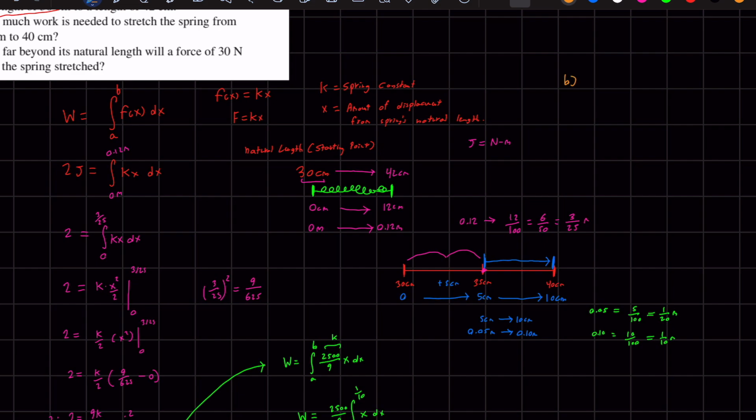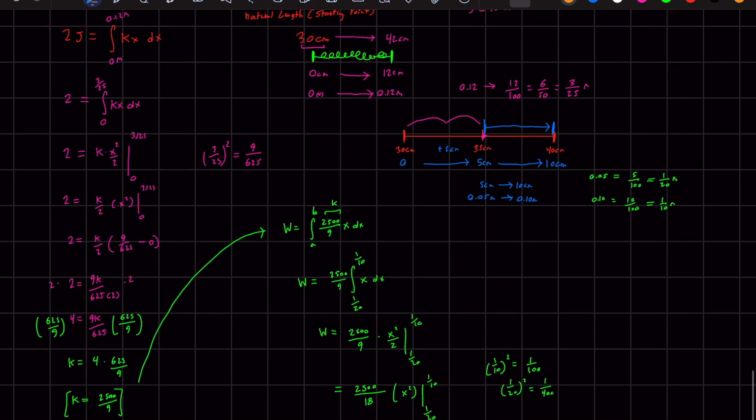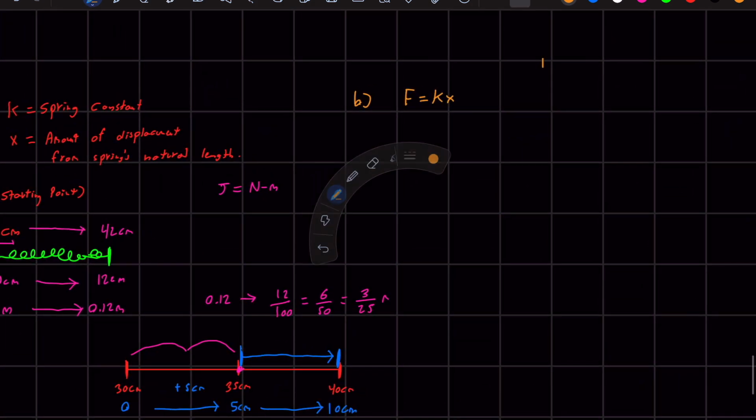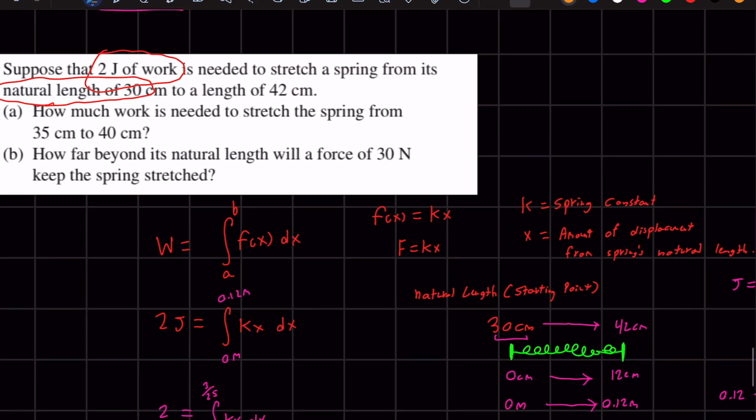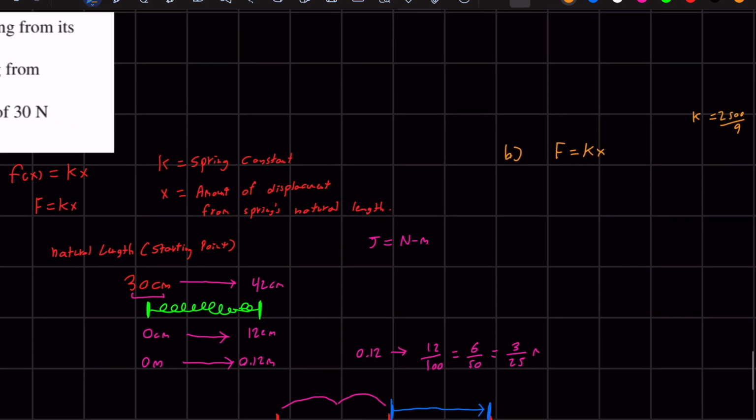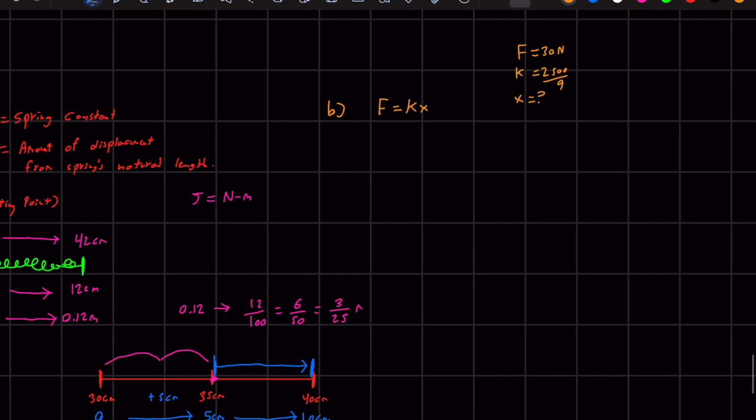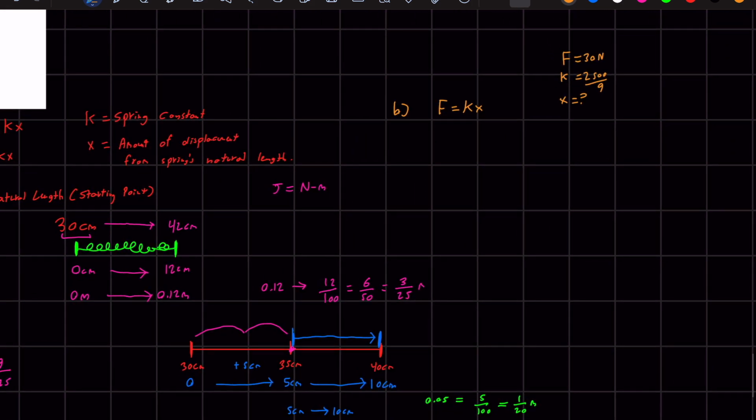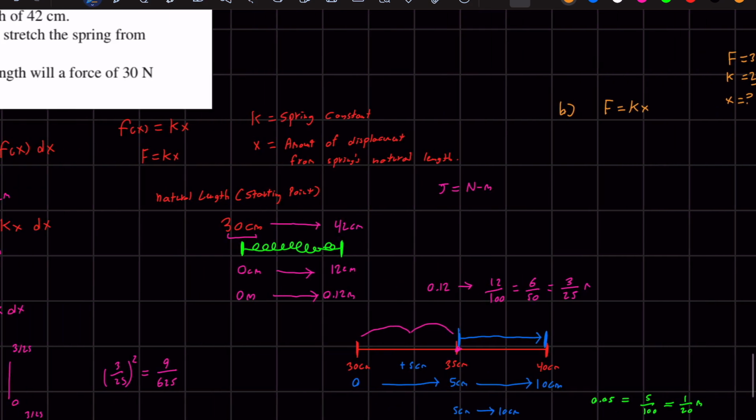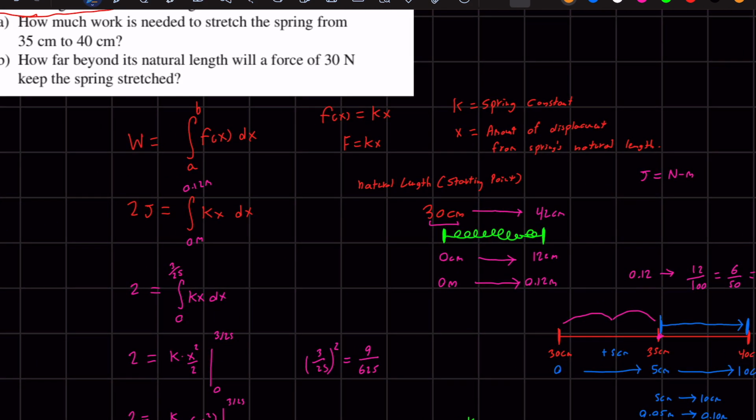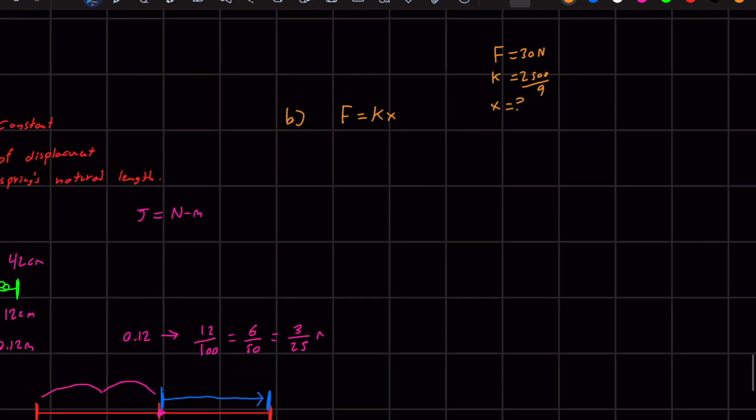So for problem B, we know F is equal to kx. We know our K, right? Our K was 2,500 over 9. Our force is 30 newtons. And we want to find X, because remember, that X in that equation is just talking about the displacement from its natural length. And that's exactly what it's asking for. How far beyond its natural length will that force keep it stretched? So we're just going to solve for that.